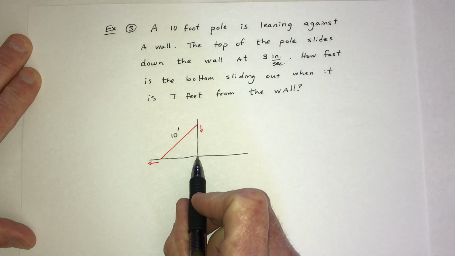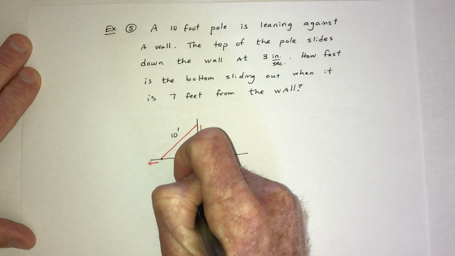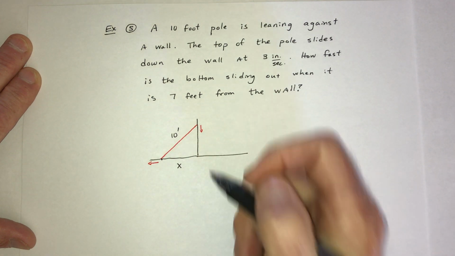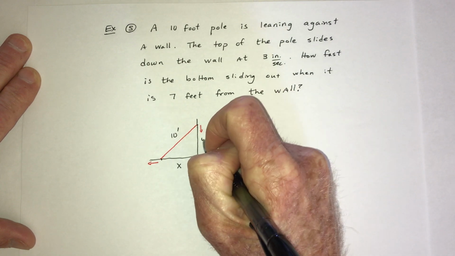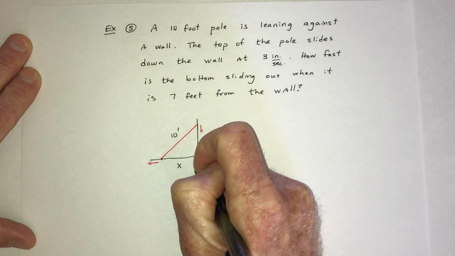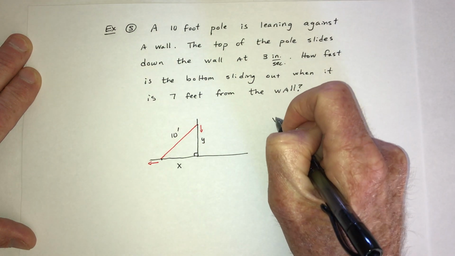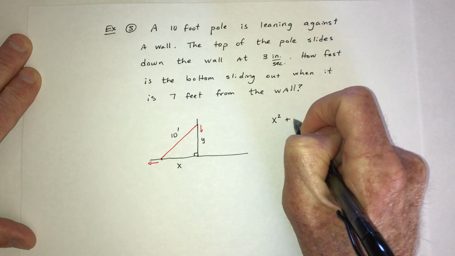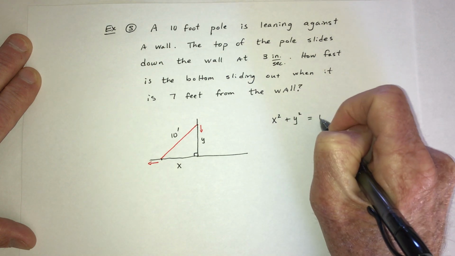But this distance from the base of the building out to the end of the pole, that's going to change, so call it X. And then from here, the top, down to the ground, that's going to be Y. And assuming that this building is standing upright, we have a right triangle. So you could use the Pythagorean theorem, x squared plus y squared equals 10 squared.